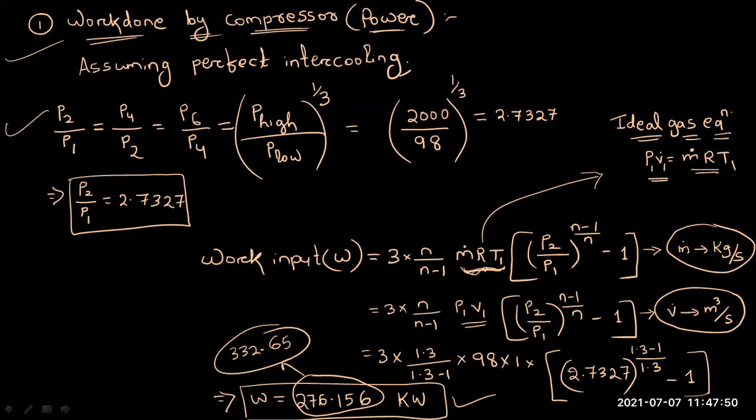$332.65. Okay, so this is not the right answer. Here we are getting 332 point how much? 332.65. Right. Okay, so this is the work done we have got. This is the work done by a 3-stage compressor.